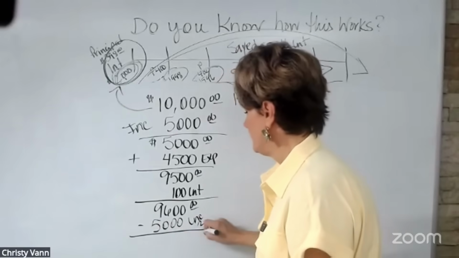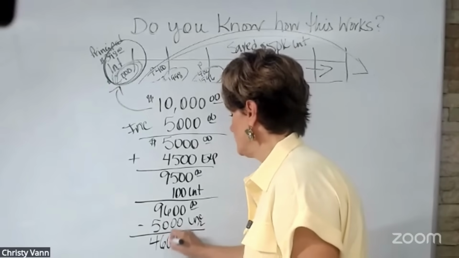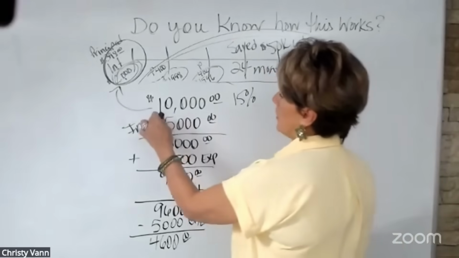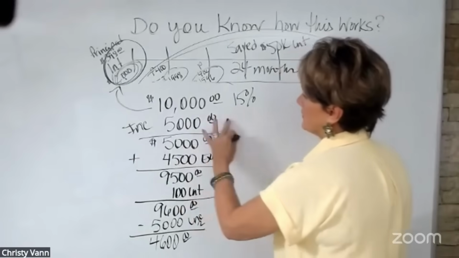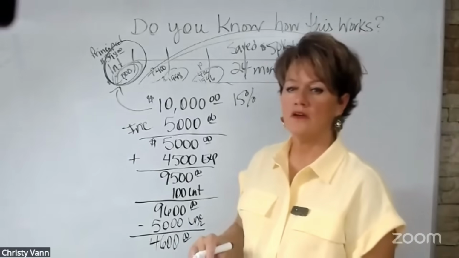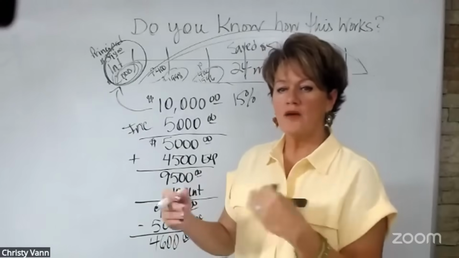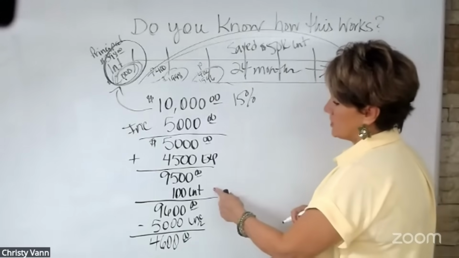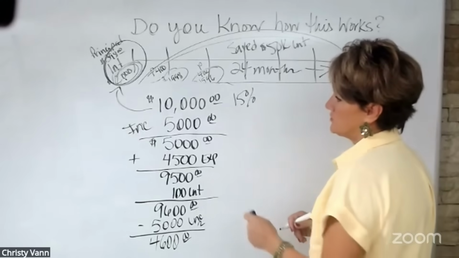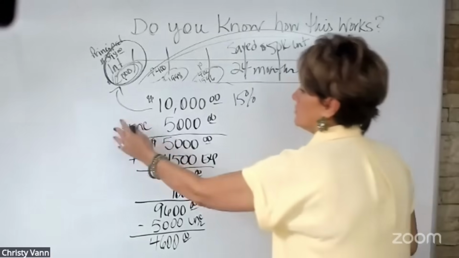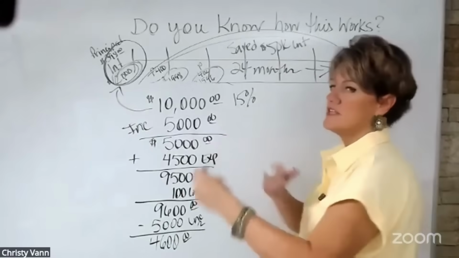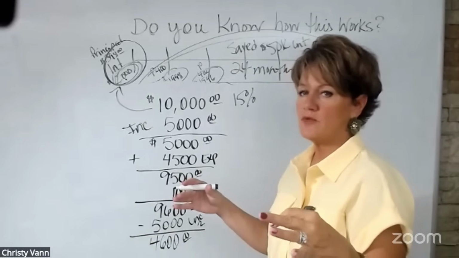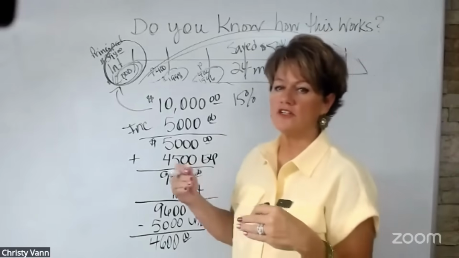Now you're down to 4,600. Now, what happened to the payment that was due on this line of credit when I put my income in? It was satisfied. Why was it satisfied? Because if the payment is $100 that they're charging for the 15% interest, then when your income goes in, you satisfy that payment.